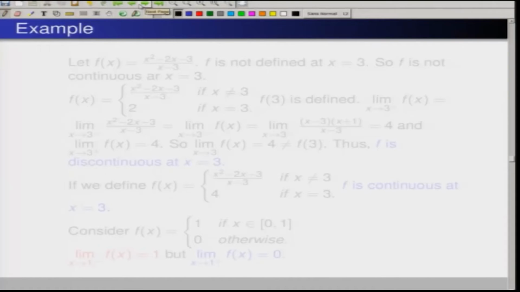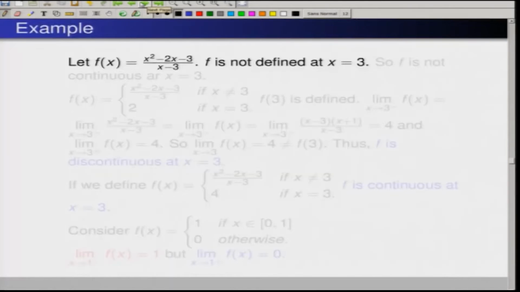Now let us look at a few concrete examples. We define f of x equal to x square minus 2x minus 3 divided by x minus 3. Here you can see that f is not defined at x equal to 3, because the denominator is going to be 0. So, safely you can say that f is not continuous at x equal to 3.